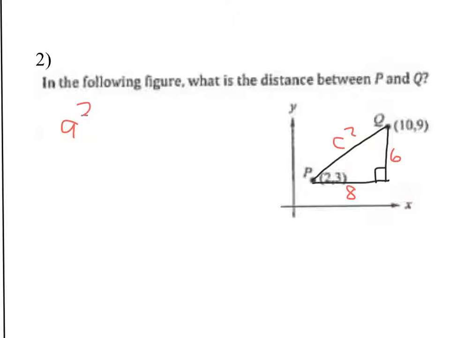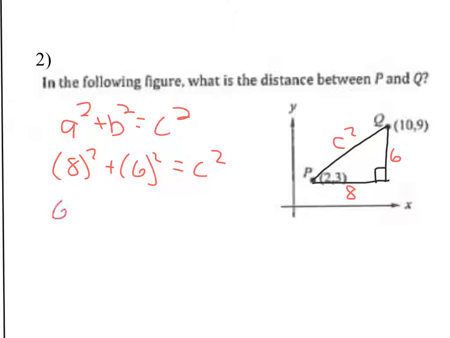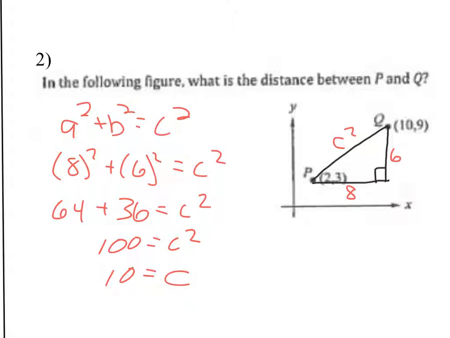A squared plus b squared equals c squared. A and b are your legs, so we have an 8 squared and a 6 squared and a c squared. 8 squared is 64. 6 squared is 36. Gives us 100 is c squared. Square root both sides, and you get c is plus or minus 10. But since we're talking about a positive distance, it's going to be a positive 10.